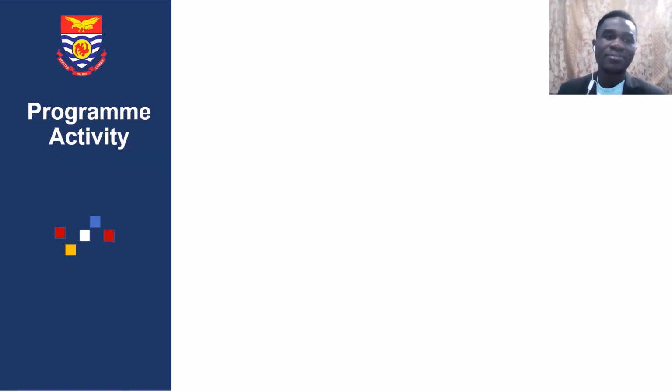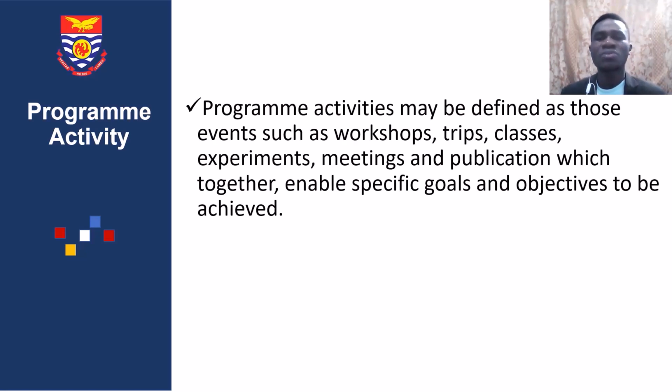All right. Now let's look at program activity. We are saying that the program activities are those events, such as workshops, field trips, classes, experiments, meetings, which will enable the specific goals and objectives to be achieved. So in the strategy, we state the step-by-step approach. Now in the activity, what must be put in place to ensure that the objectives are being achieved?